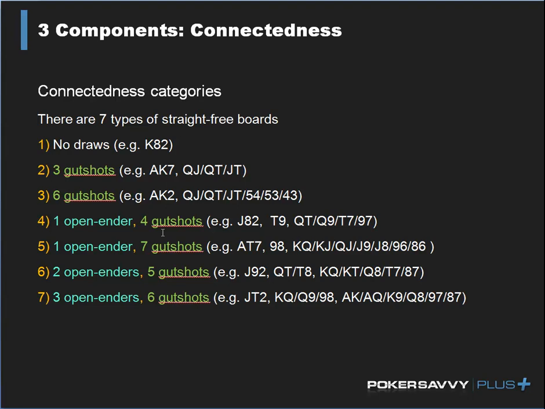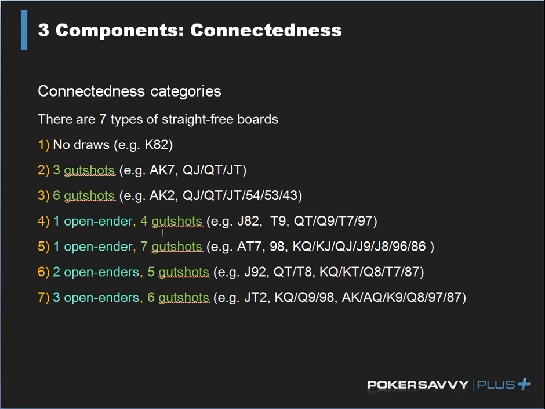Okay, so here are the 7 different types of straight-free boards. These are boards where the flop comes and it is not possible for a straight to be out there. In other words, the nuts is top set on these boards, with the rare exception of cases where they're monotone. But looking just at connectedness, there's no possible straight. A set is basically the nuts in all of these cases. These are the 7 possibilities.